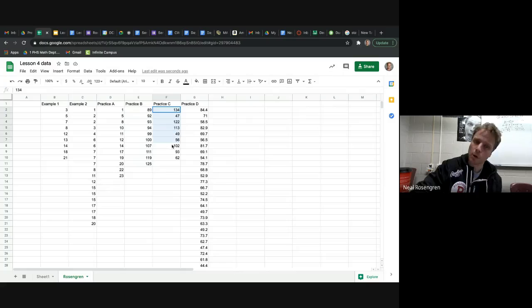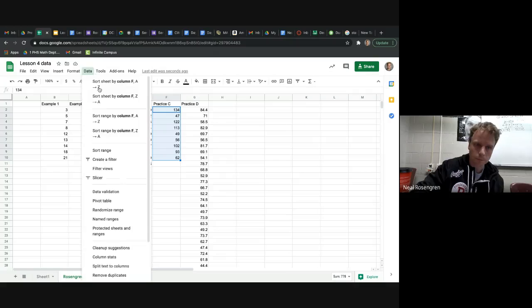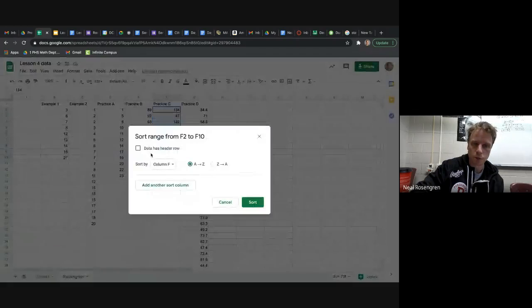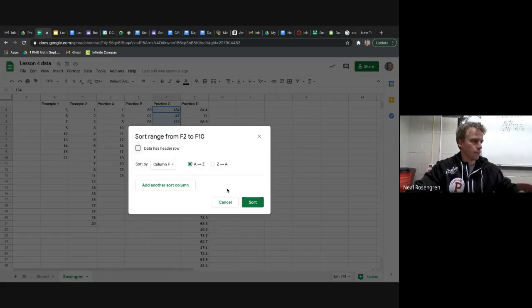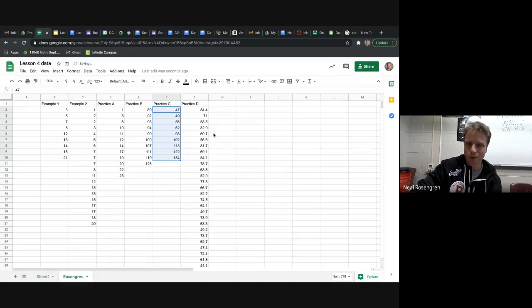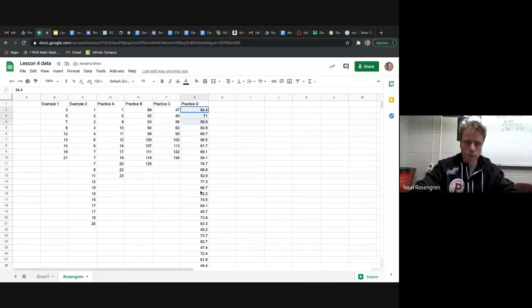So maybe you don't worry about actually selecting the word practice C in column F. You just select the data that you actually want to rearrange. Sort range, I don't click this, because if I click that, then it's not going to take 134 and move it around. It's going to think that that's your title of whatever column you're in, and that's obviously not what we want to do. So I'm going to keep that unclicked and sort it. Or you can click it and click as header row. That's cool too. But I'm going to do this.